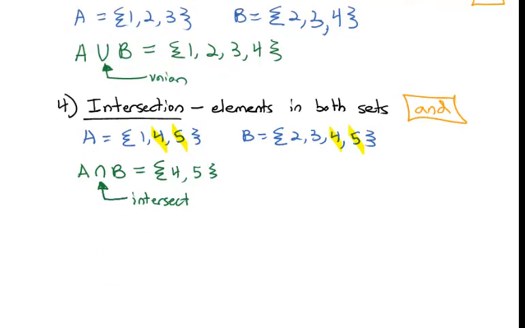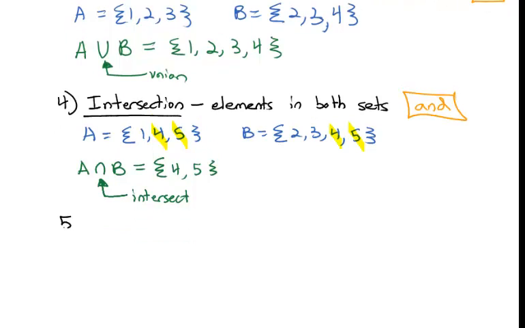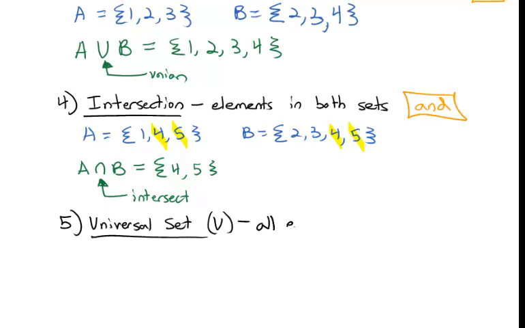Some more vocabulary to set this up. We haven't even gotten to the math part yet. We have this thing called the universal set. Often we'll use U to represent the universal set. And this is the list of all elements under consideration.